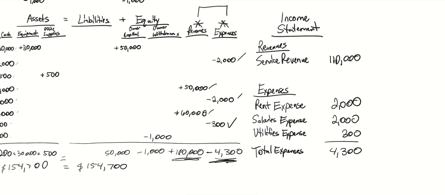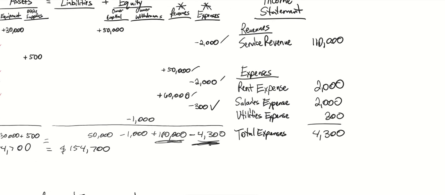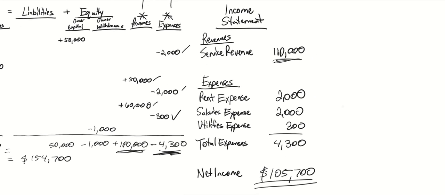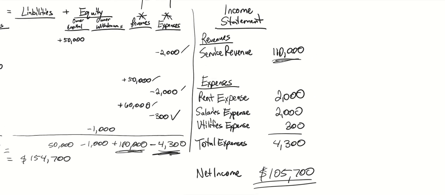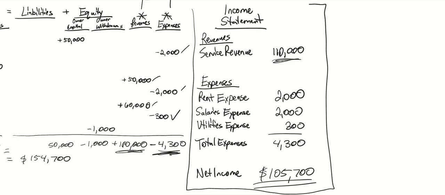So now to figure out the company's net income, well, we can clearly see the revenues is greater than expenses. So that's good. It is a net income. So the net income is going to be 110,000 minus 4,300, and that's going to give us $105,700. That's our net income. So that's great. That's awesome. So this is our first financial statement here that was prepared. It shows how the company performed.